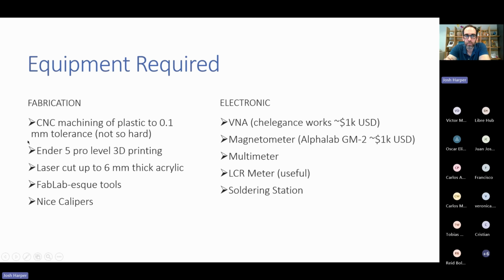You need to be 3D printing at the level of the Ender 5 Pro, which is probably a mid-tier 3D printer. It's certainly not the best, but not the worst.